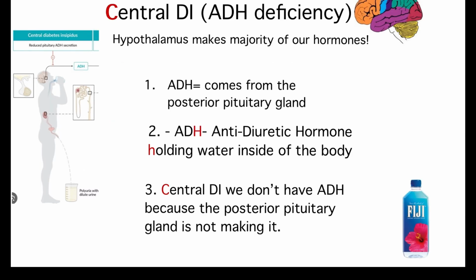Central diabetes insipidus, also known as ADH deficiency. Whenever I think about central, I think about the central nervous system, okay? The central nervous system is composed of the brain and spinal cord. So I know in central DI, something is affected. The brain is affected somehow. Remember that the hypothalamus makes the majority of our hormones. Number 1, ADH comes from the posterior pituitary gland, not the anterior.